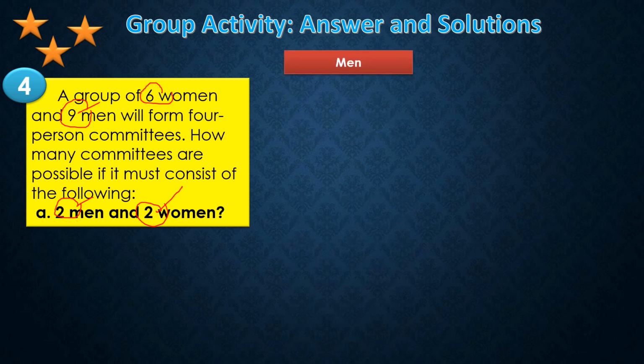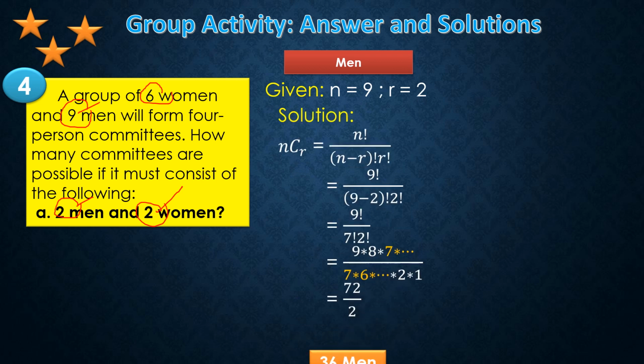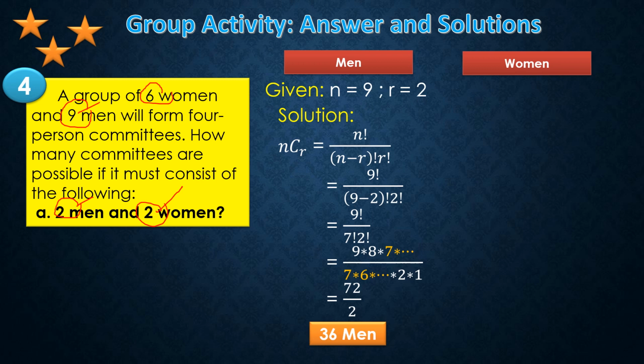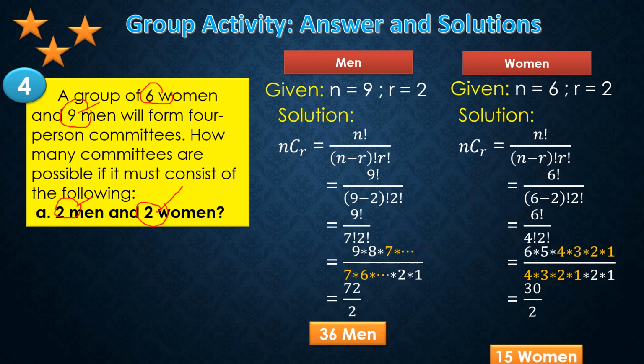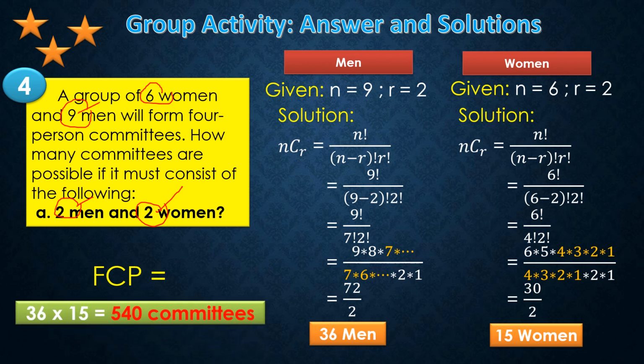So here's the solution. For men, 9 are available, choose 2. Solution, 36 is what we get. For women, 6 to choose from, we take only 2 for the committee, total of 15. Then, for men and women together, using the fundamental counting principle, we just multiply, class, so 540 unique committees can be formed.